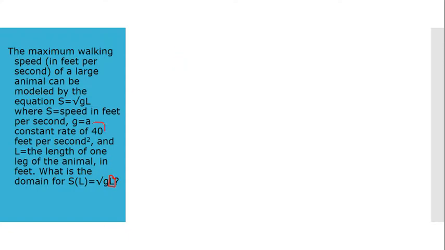So, if we substitute in our g value, we'll end up with s of L equals the square root of 40 L. So we need to know what we can plug in for L. What are possible values? Well, let's think about it. If we plugged in negative numbers, then a negative number times a positive would give us a negative, and the square root of a negative would be an imaginary number. But can we have a speed that's imaginary? Well, no, we can't. So that means we can't put in negative numbers.